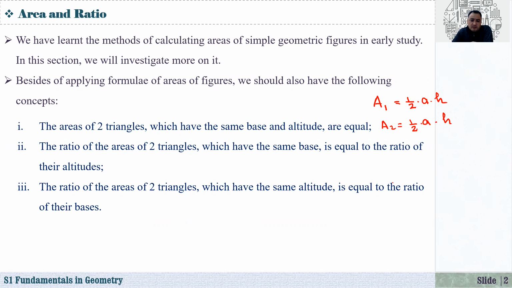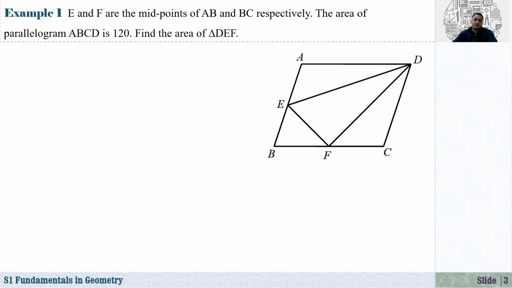So the ratio of the areas of two triangles which have the same base is equal to the ratio of their altitudes. Since we are talking about two triangles with the same bases, if you just take the ratio, the 1/2 and the common base will cancel each other, so it will be equal to the ratio of their altitudes. In a similar way, the ratio of the areas of two triangles which have the same altitude is equal to the ratio of their bases. Now let's make use of these things in solving problems.